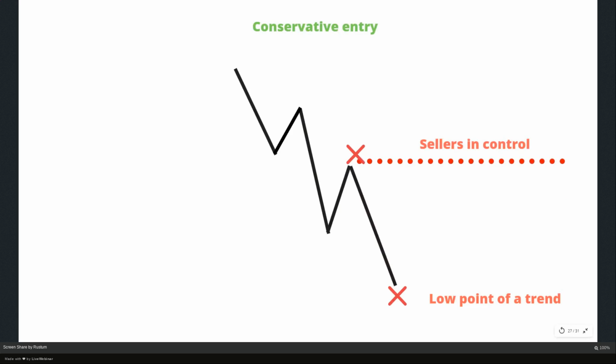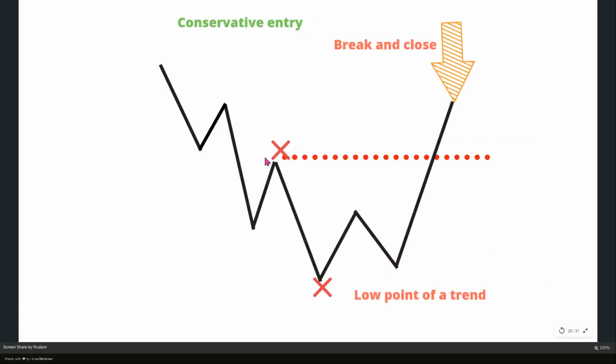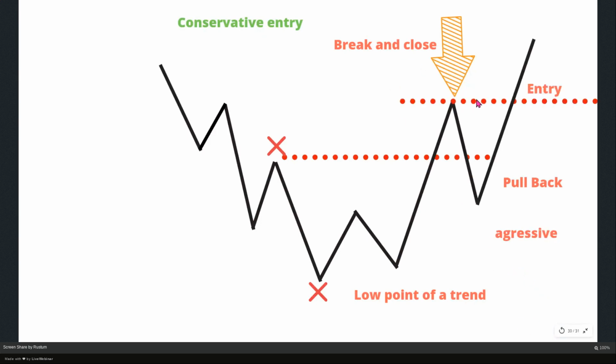So based on that assumption, we only start looking to trade long based on the conservative entry when this point is broken. But then we still need a pullback here. We still need this pullback here. It doesn't matter where it goes to. And then that there becomes our entry for the conservative entry.